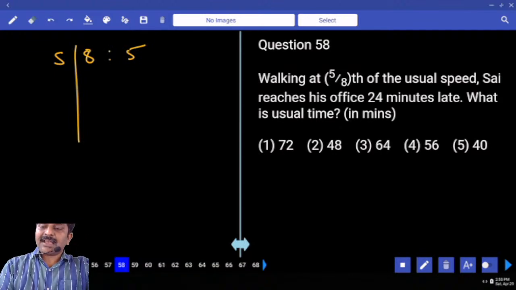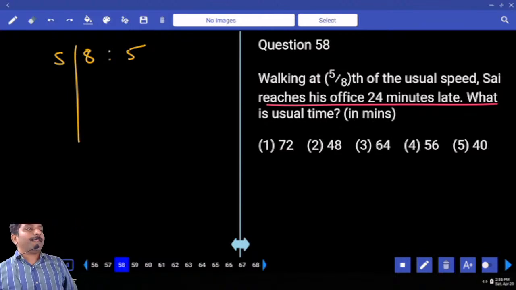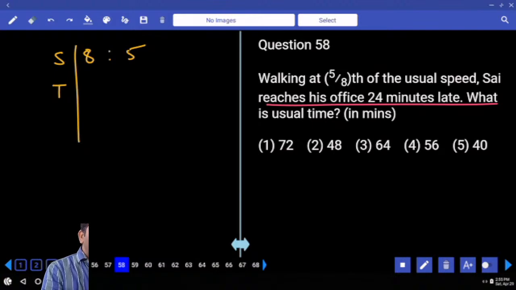Yes. Sai reaches his office 24 minutes late. They are talking about time now. Earlier it was about speed. Speed ratio 8:5, so the time ratio must be 5:8.